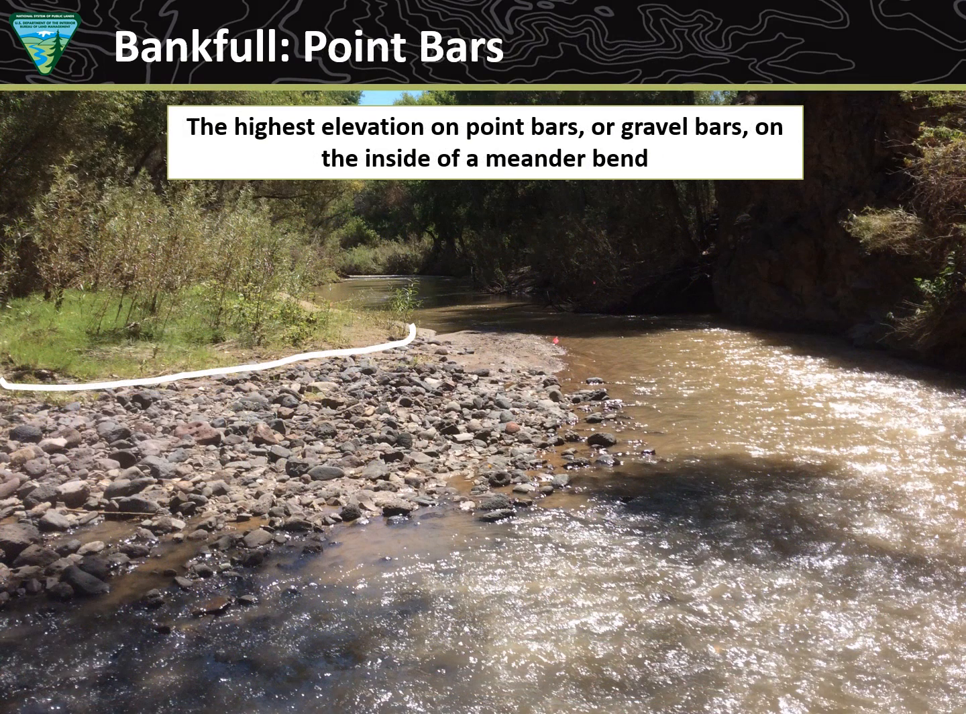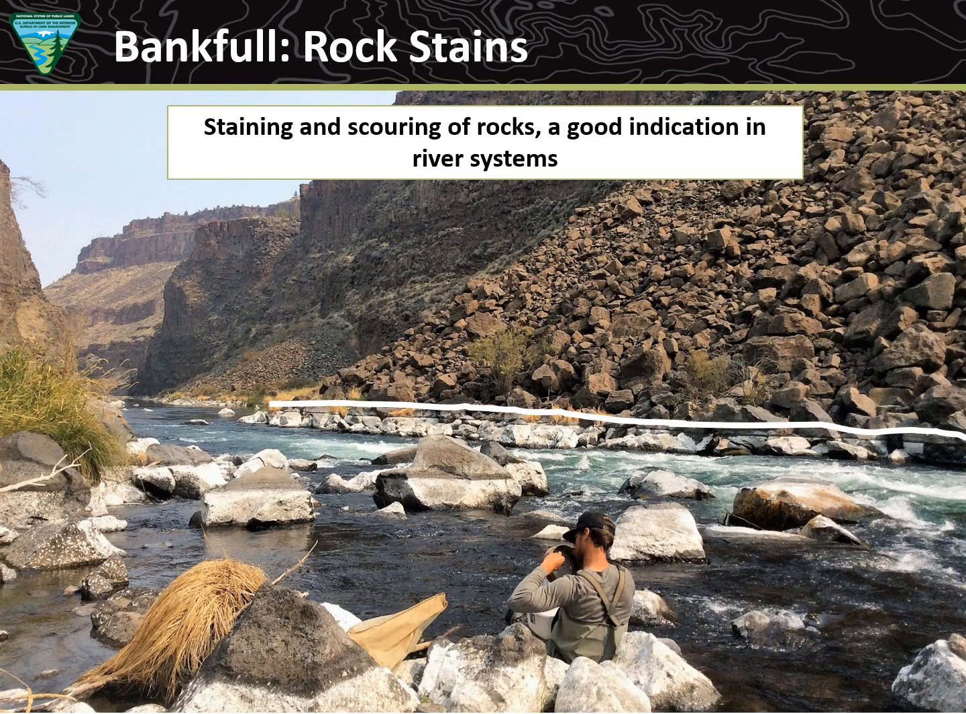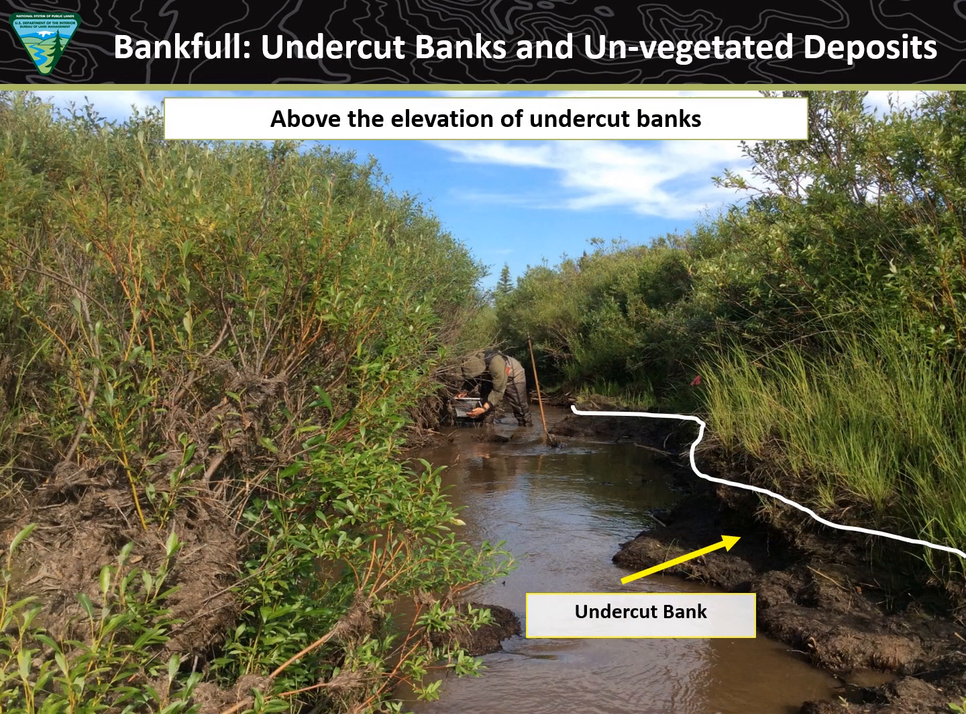Point bars or gravel bars that are usually on the inside of a meander in a stream can be an indicator of bankfull. The highest point of these bars can sometimes indicate the lowest possible height of bankfull. Bankfull can also be identified by the staining or scouring of rocks, especially in big river systems. Finally, bankfull will usually be above the elevation of undercut banks.